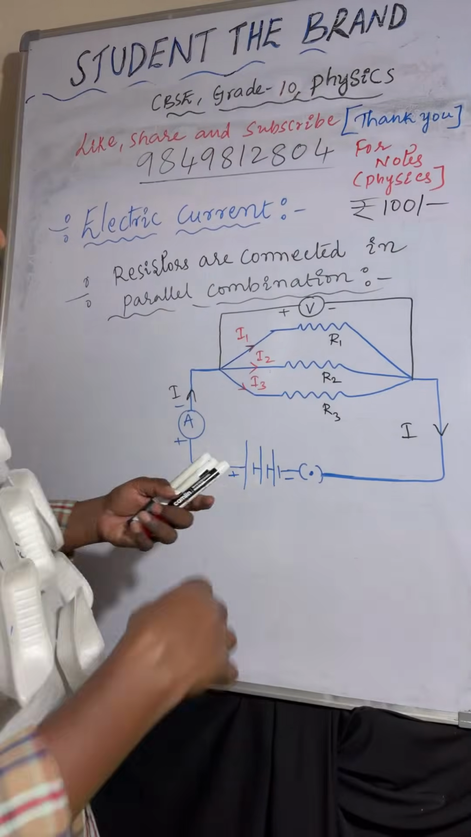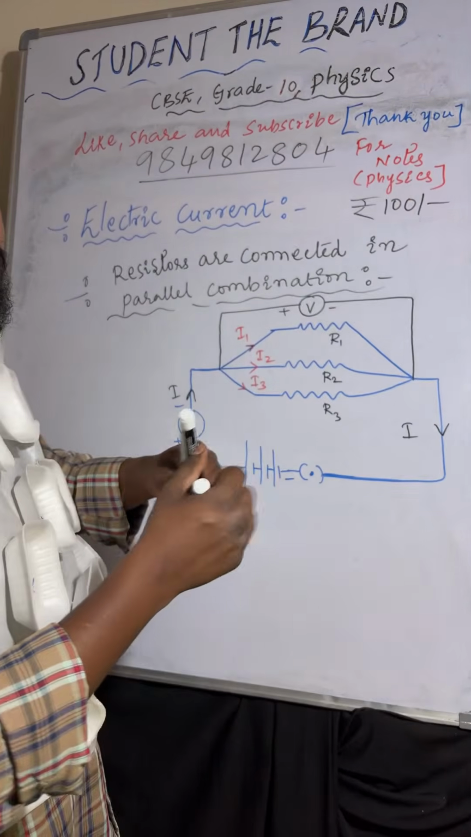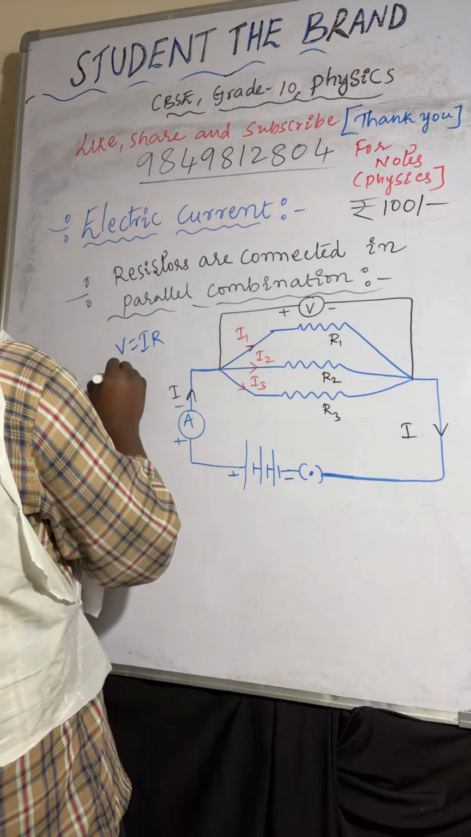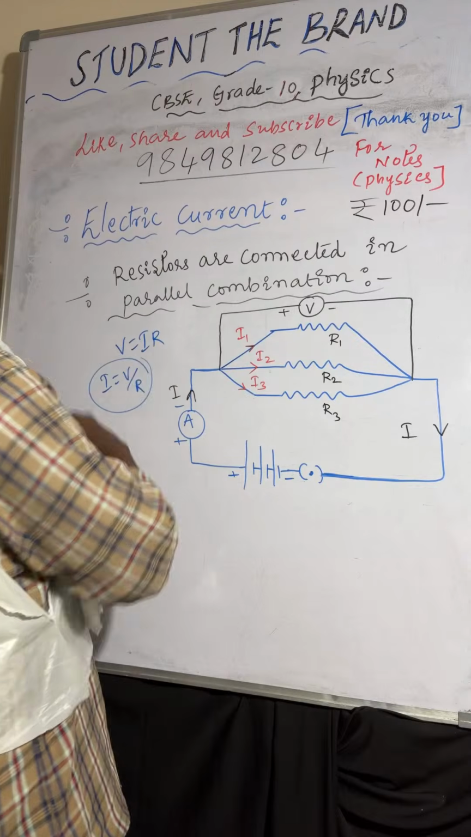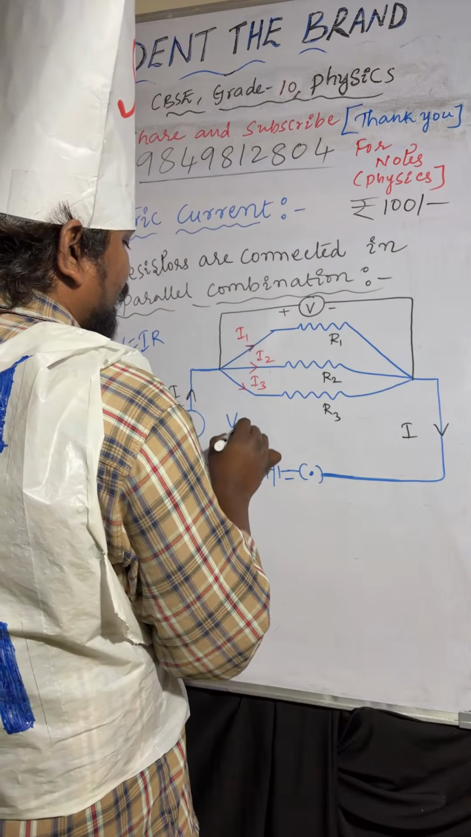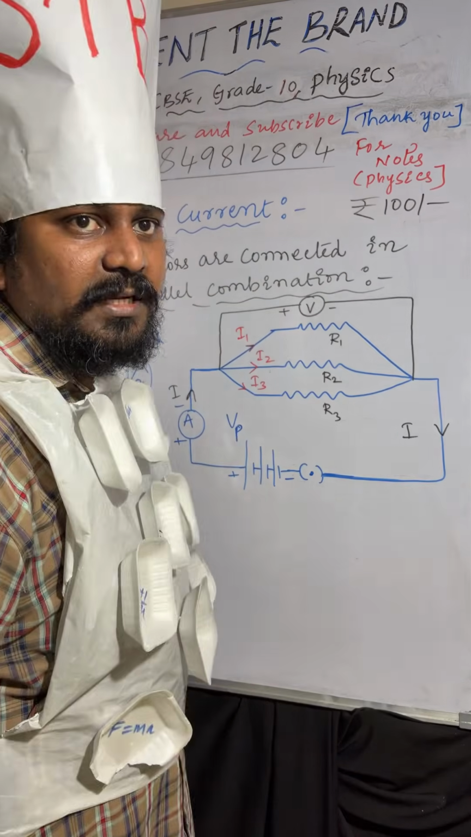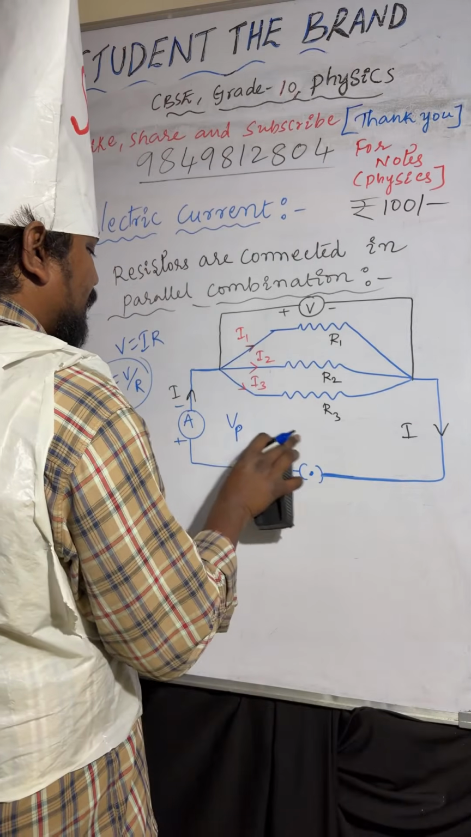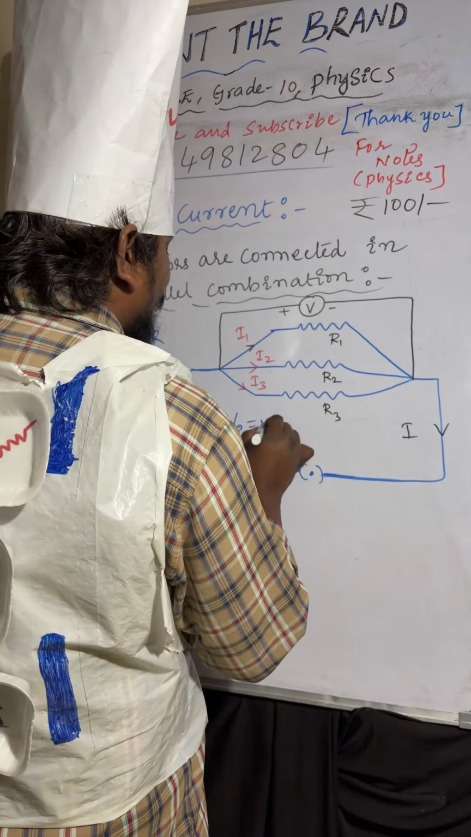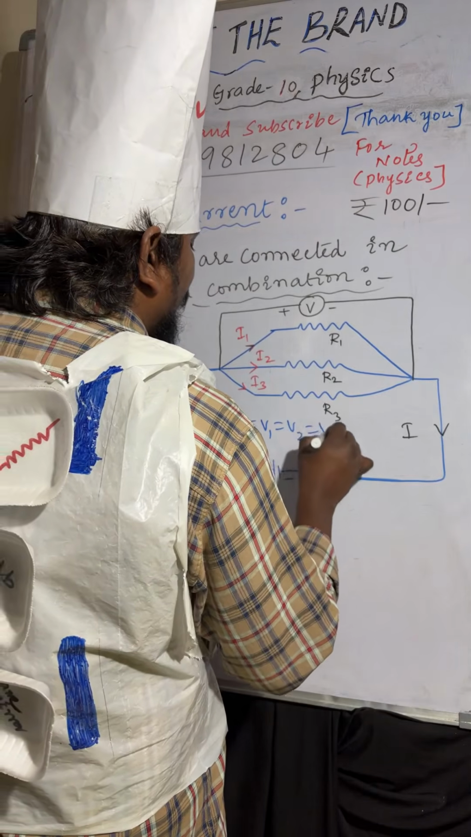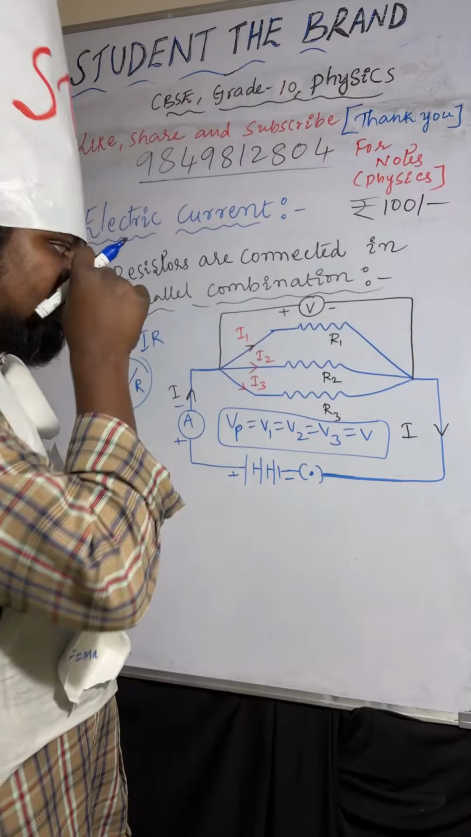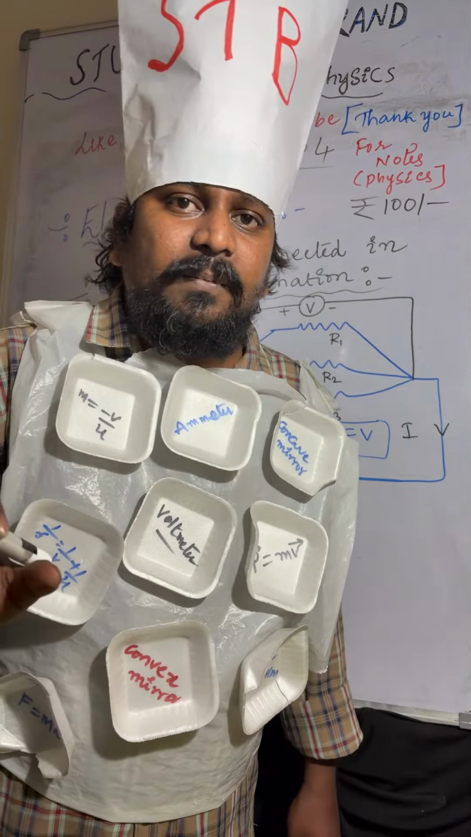Here you can observe from Ohm's law V equal to IR, I equal to V by R. So potential difference is the same. So Vp equal to the potential difference in parallel combination. So Vp equal to V1 equal to V2 equal to V3 equal to V. Potential difference is the same.